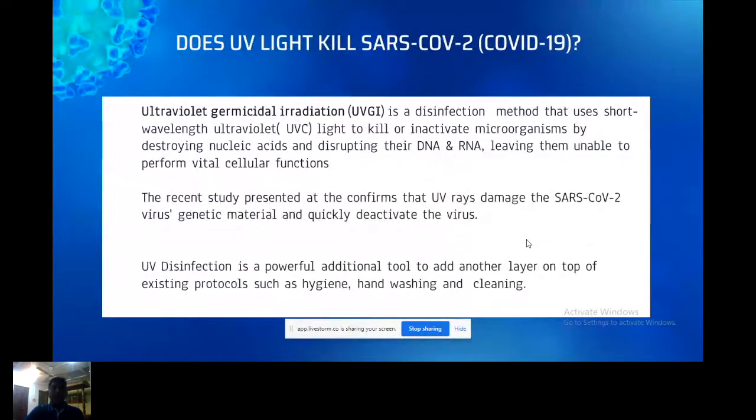UV light, that is ultraviolet germicidal irradiation, UVGI, is a disinfection method that uses short wavelength UV light to kill or inactivate microorganisms. Basically, when this UV light comes in contact with the ribonucleic acid, it disturbs the DNA and the RNA, leaving them unable to perform vital cell functions.